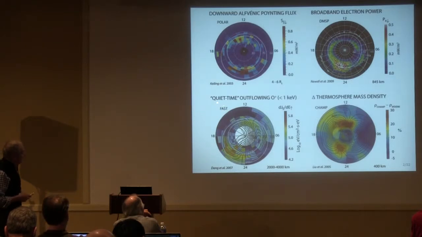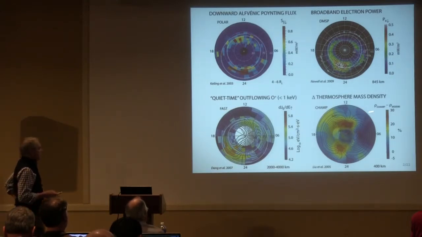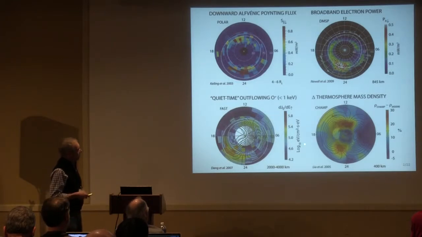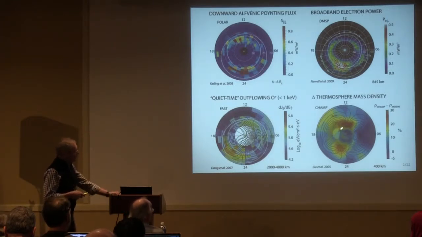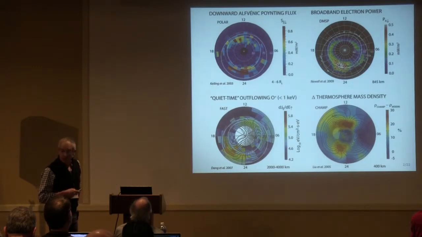Precipitation. Jim Burch showed yesterday this same plot of outflowing O+, and then in the thermosphere, if you take one year of data, statistical averages again, of thermospheric density at 400 kilometers, and subtract off MSIS-90, you see a pattern like this. And one feature that you see in all of this is that in the pre-midnight sector, the intensity is greatest.